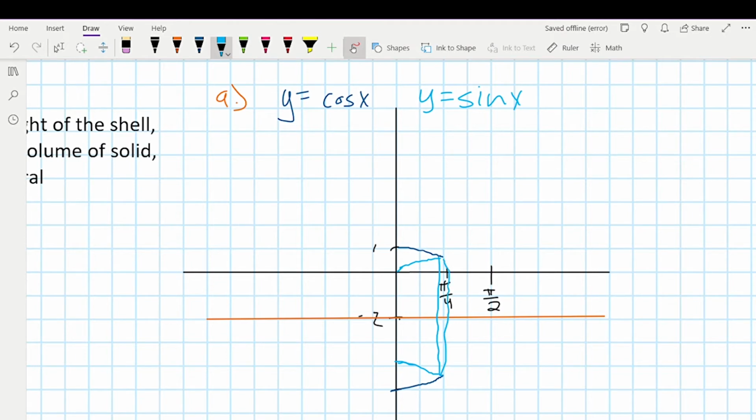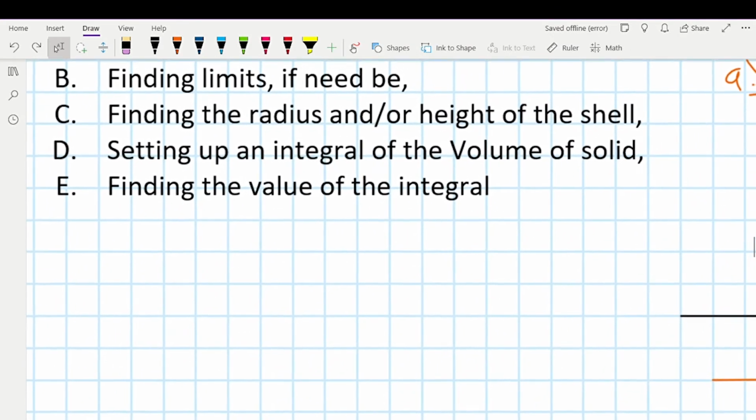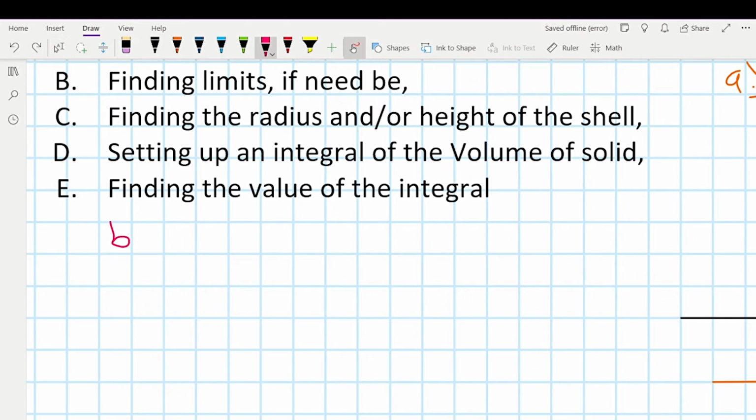And just to connect these so we have a shape. So right away, we can see that we have this space here. So we can go ahead and use the washer method to subtract the sine from the cosine. So for part B, to find its limits, we know that they were already given to us because they are from 0 to pi over 4.